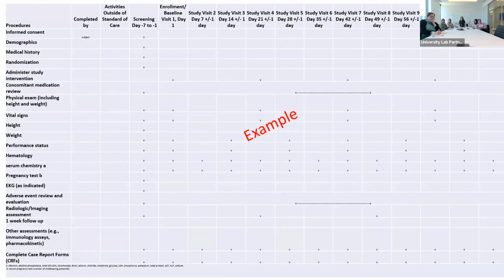And this is kind of an example schedule of assessments, right? The top is the timeline. The left-hand column are all the activities. So you'll notice you have demographics, randomization. When are these activities going to take place? If you look at something like weight, I'm collecting it 6 different times over the length of the study. So use X's or check marks to kind of show schematically when these activities are going to take place.